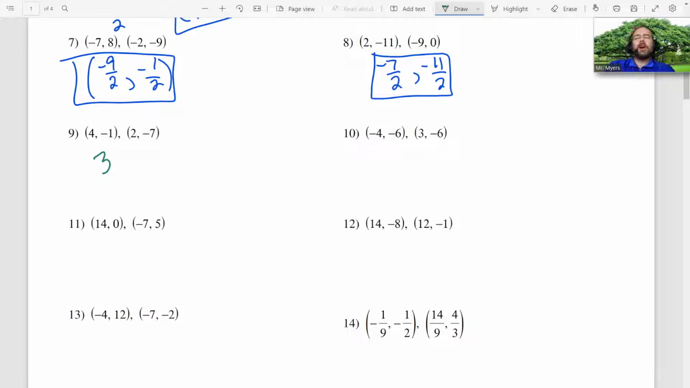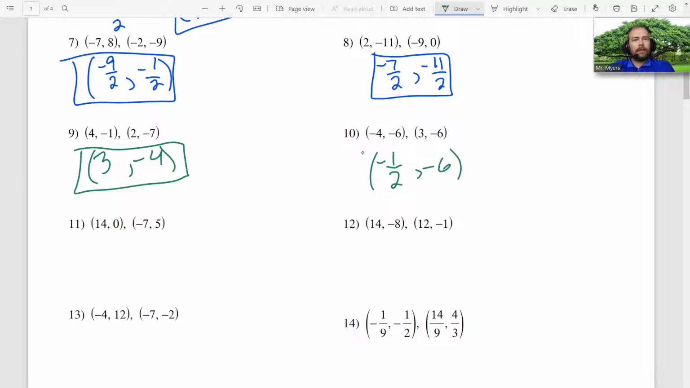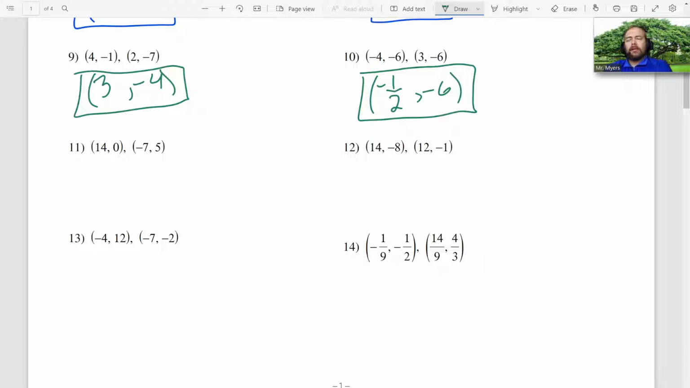Excuse me, a yawn. Yeah, that makes sense, right? And the other thing you could do is you could say -1 minus 7 is -8 divided by 2 is -4. All right. Next, -4 plus 3 is -1, and then I divide by 2. And then -6, average of that in itself is just -6. Okay. Then we have 14 minus 7 is 7 over 2.